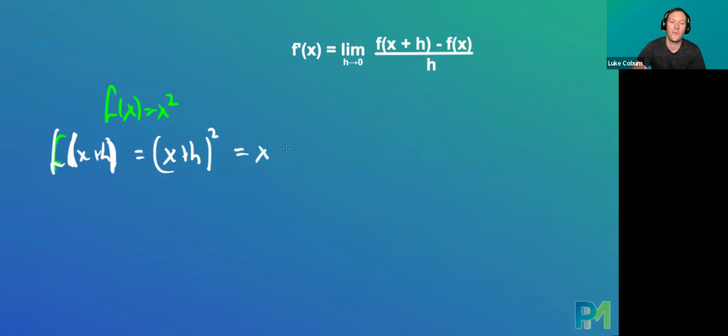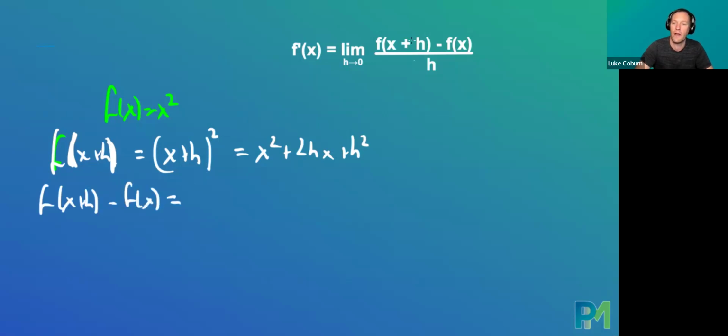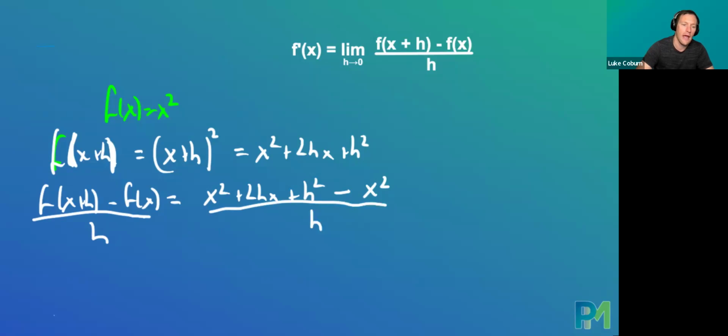This gives us x squared plus 2hx plus h squared, and then I have f of x plus h minus f of x. You see, what I'm doing is I'm gradually filling up that top line there. x squared plus 2hx plus h squared minus x squared. Why don't we just go ahead and divide by h? Divide by h. And this is the thing that happens always when you do this.